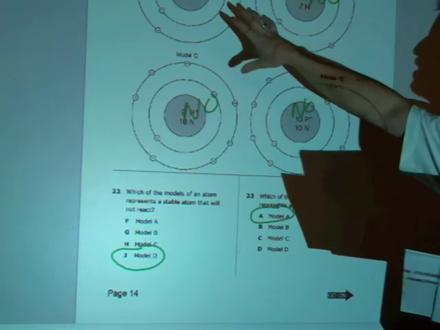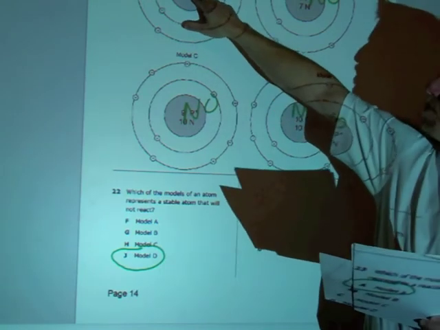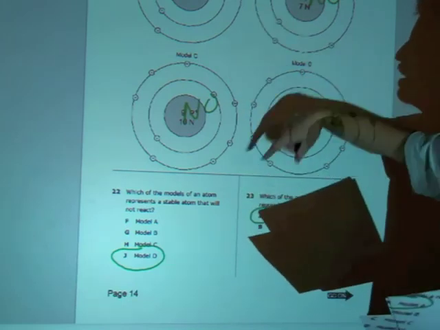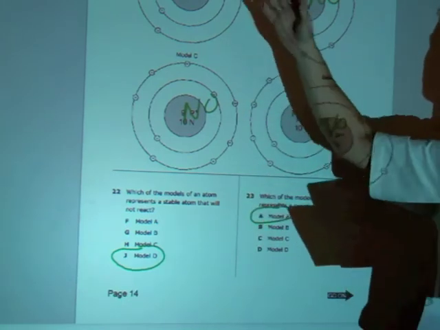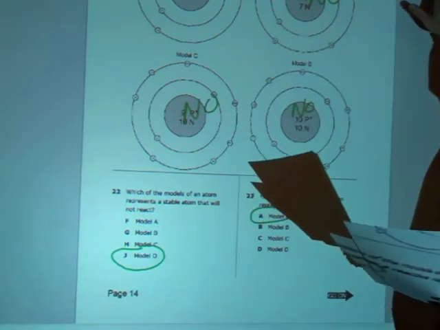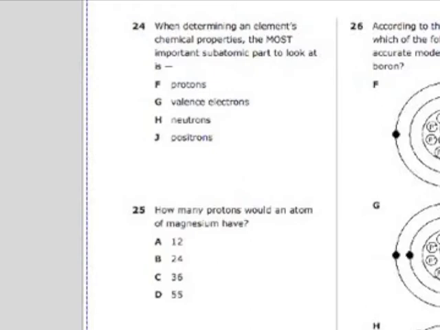Yeah. Okay. So first thing you had to do was find out if it was a metal, on where it was located, and I did that by looking at the protons. Protons will tell me the atomic number, and there was only one metal in the whole group, and it was also in group one. If you remember, group one is very unstable, very reactive, okay? Okay, number 24. When determining an element's chemical properties, the most important subatomic particle is to look at the what? Okay, protons, is that true?